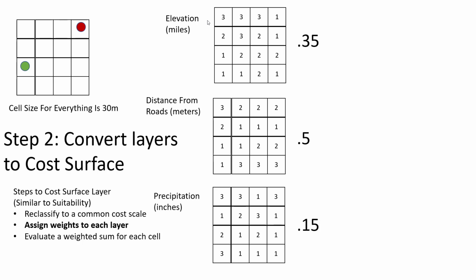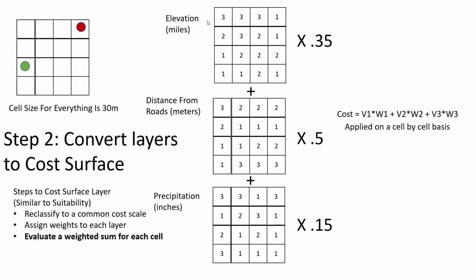So once we've figured out the weights, we then have to calculate what's called a weighted sum. And again, going back to the idea of suitability, the weighted sum for each pixel is going to apply this general equation, right? We're going to take the value times the weight for the first variable, the value times the weight for the second variable, and the value times the weight for the third variable. And then we're going to apply this to each and every pixel in the data set.